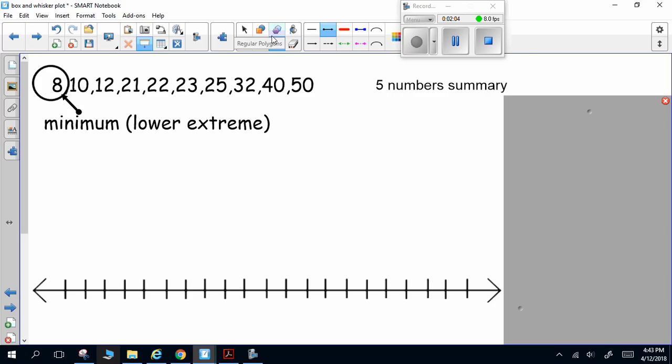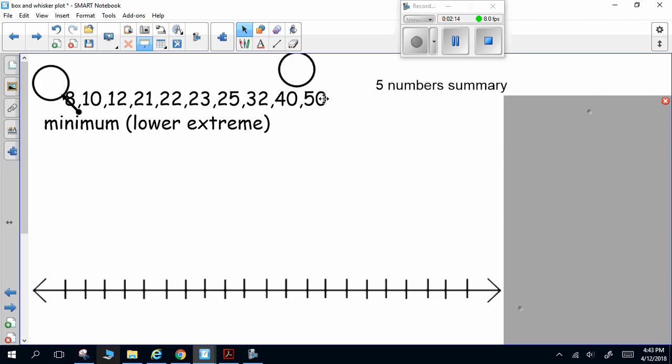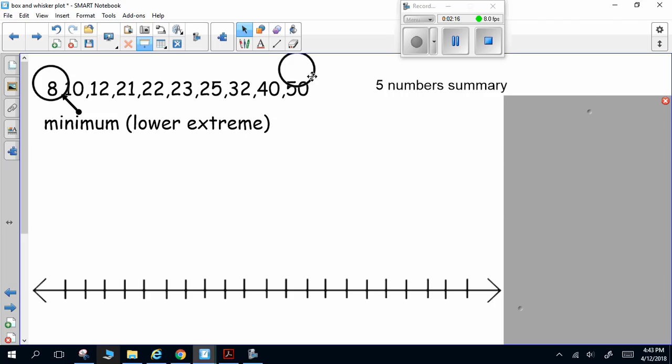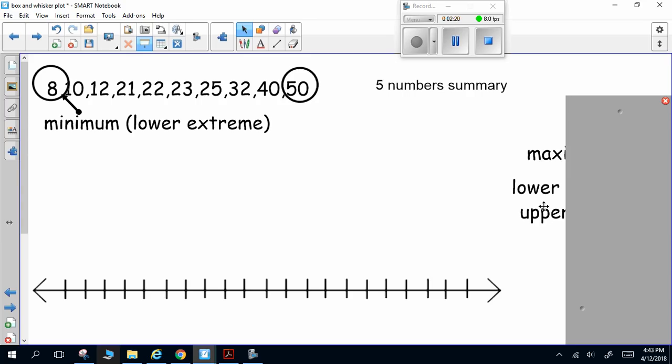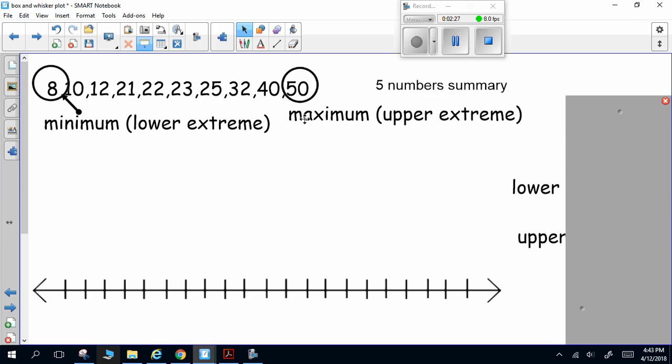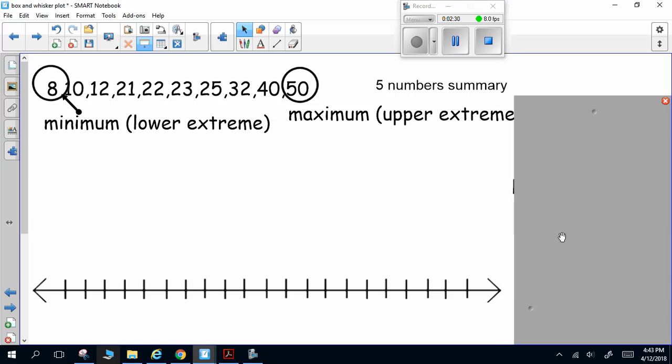The second thing we're going to do is draw a circle around the greatest value. So draw a circle around the 50. And the 50 is called the maximum or the upper extreme. So please label that. All right, so far we've found 2 of our 5 numbers. We've got the lowest number, which is the minimum or lower extreme, and the highest number, which is the maximum or the upper extreme.